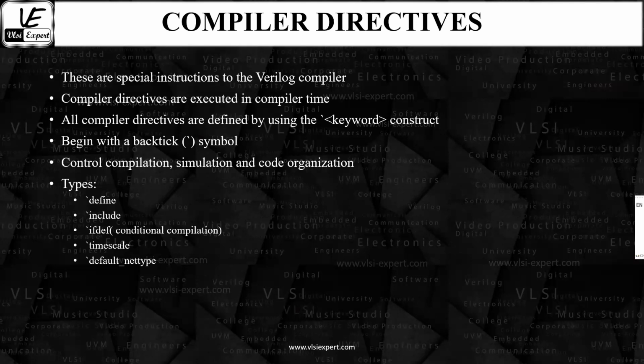So in Verilog, all compiler directives begin with a backtick symbol and not a hash like in the C language. And they are mainly used for controlling compilation, simulation, to organize our code, to provide conditional compilation. We'll see what is conditional compilation, to manage global definitions and improving readability, maintainability of large designs. That's why we use compiler directives in Verilog. So there are several commonly used compiler directives, and now I will explain each of them in detail like this.